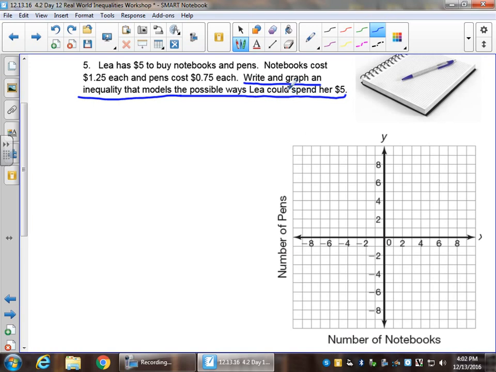It doesn't use language like how many of this and how many of this in the question, but look at what we're talking about. We're talking about how many ways she can spend her money. And when I reread my question, I see that she's buying notebooks and pens. So we're going to let x be the number of notebooks she can buy, and then y will be the number of pens.